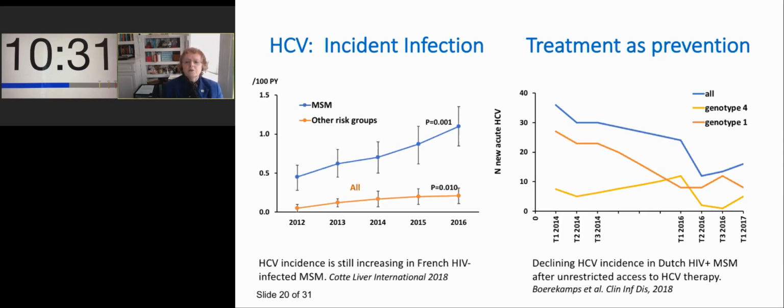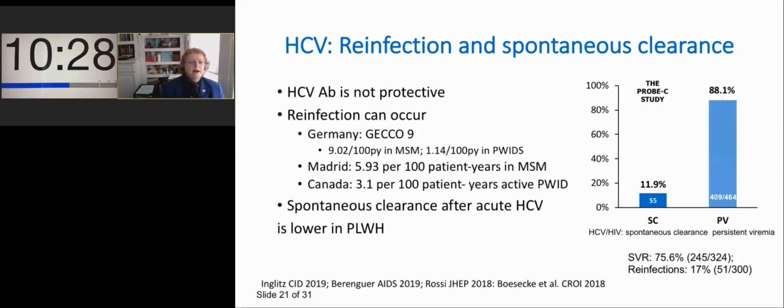So treatment as prevention. Another important point is Hep C antibody is not protective. So reinfection can occur. In Germany, in the GECKO study, it was 9 per 100 patient years in MSM compared to 1 in PWIDs. In Madrid, it was 6 per 100 patient years in MSMs, and a recent study from Canada was 3 per 100 patient years in active PWIDs.